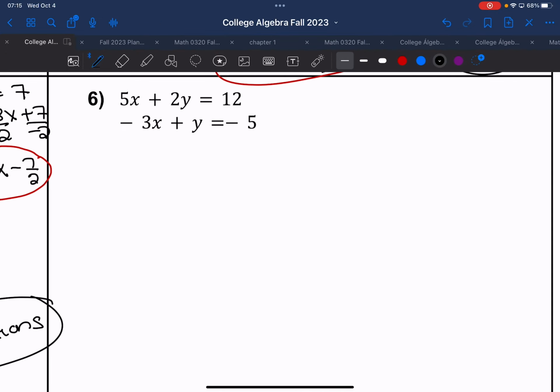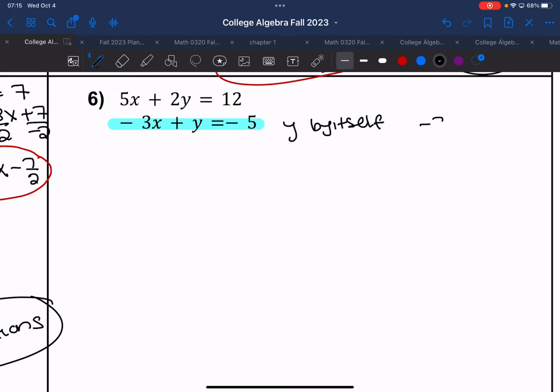Okay, number 6, we're still doing substitution here. So which equation, top or bottom, do we want to get a variable by itself? Bottom. And which variable? The y, because notice there's nothing in front of that y. So this one's very easy to get y by itself. So I'm getting y by itself.